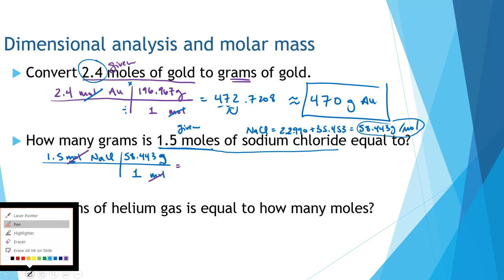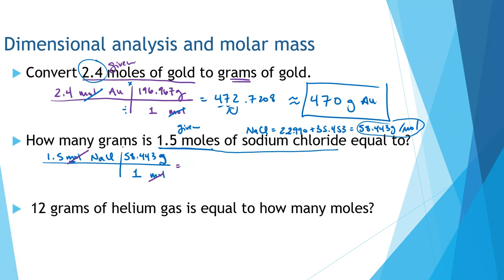When we do our math, we're going to multiply across the top, divide by everything on the bottom. 1.5 times 58.443 divided by 1 is going to give us 87.6645. I have 2 sig figs here in my given, so I'm going to keep 2 sig figs. That 6 is going to turn that 7 into an 8. And so our answer is just about 88 grams of sodium chloride.